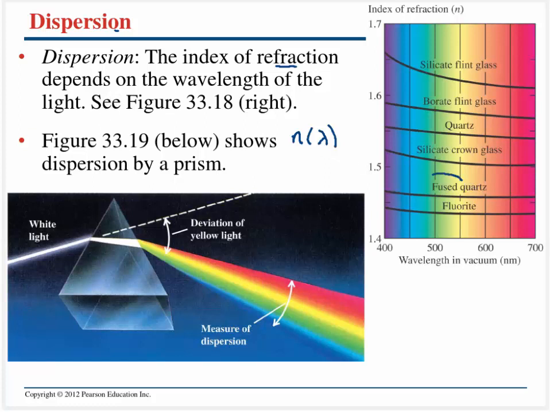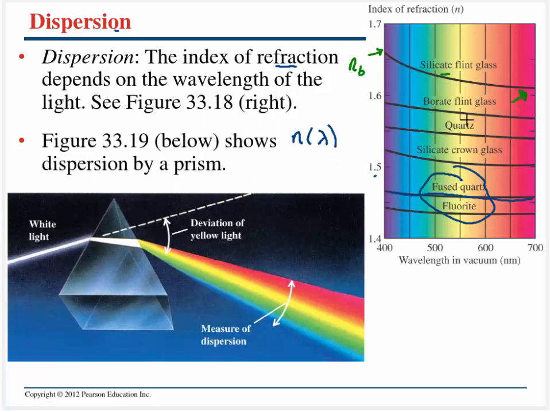For something like fluorite or fused quartz, the index of refraction right here is going to change just a tiny little bit over the spectrum of light that we can see. However, if we wanted to take a look at something like silicate flint glass, you can see that the index of refraction is going to be 1.625 right here, and it's going to be closer to 1.675 right there, and closer to 1.625 right there. You can also see that the index of refraction is always going to be higher at the blue end of the spectrum compared to the red end of the spectrum.